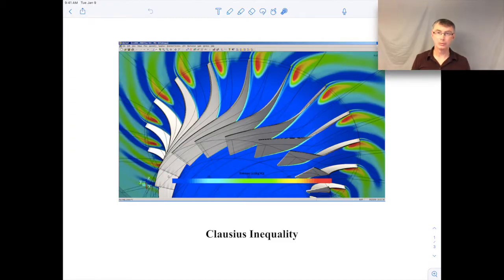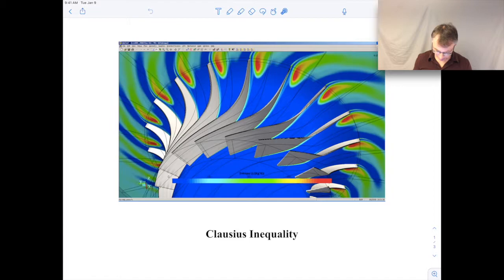Go ahead and take a look at your screen. What you'll see here is a computational fluid dynamics simulation, or CFD simulation, of what appears to be flow through a centrifugal impeller. Centrifugal impellers are used in pumps or in compressors, and the idea is that fluid would come in from this direction, and then this impeller rotates around, and the fluid gets thrown between these blades out towards the edge here. And what you're seeing in this particular plot is that the colors correspond to entropy.